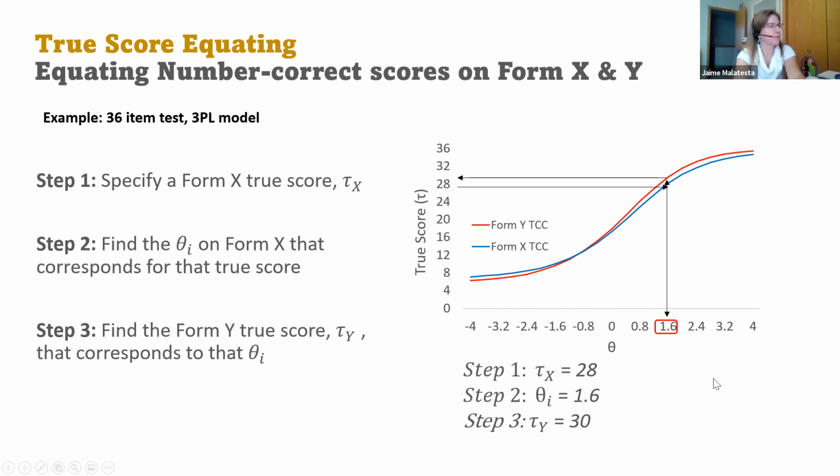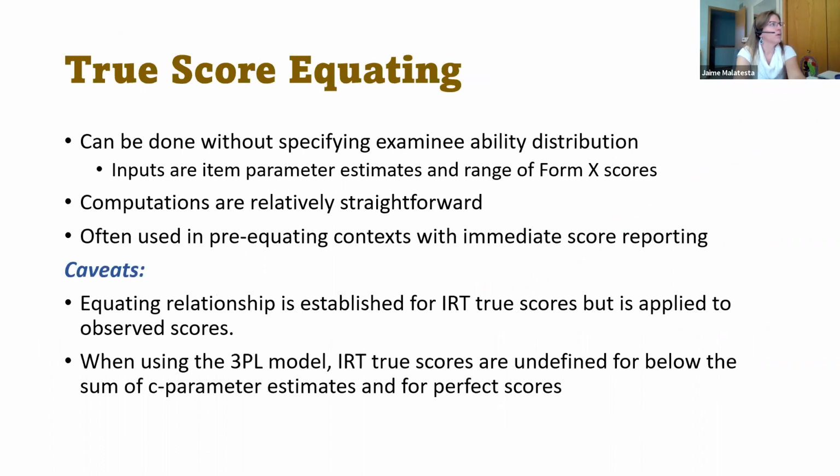So true score equating can be done without specifying the examinee ability distribution. This is a big reason why IRT true score equating is used in pre-equating contexts, because you don't need to specify the ability distribution. All you need for inputs are the item parameter estimates and the range of number correct scores on Form X. And the computations are relatively straightforward compared to IRT observed score equating, which we'll get into in a minute here.